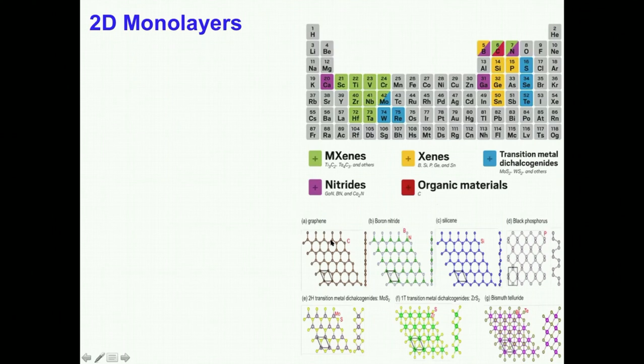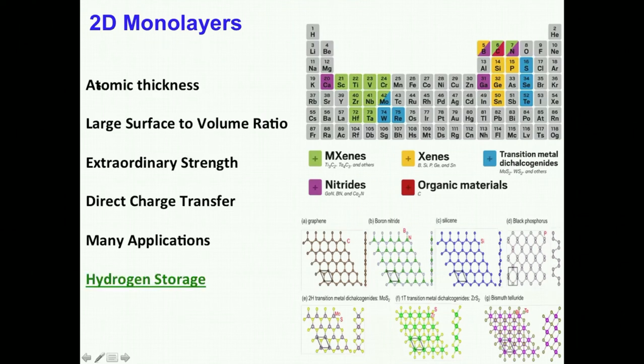Of course, graphene, the parent one, and then we have boron nitride, silicene, black phosphorene, different transition metal dichalcogenides. All of these 2D materials have some fascinating properties. For example, they are one atom thick, they have large surface to volume ratio, they are strong, direct charge transfer. They can be used in many, many applications. And here we are talking about hydrogen storage. So 2D materials could be good hydrogen storage media.